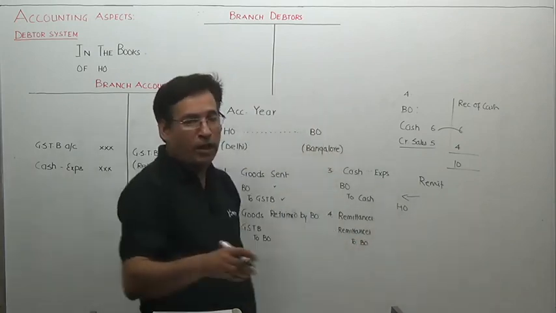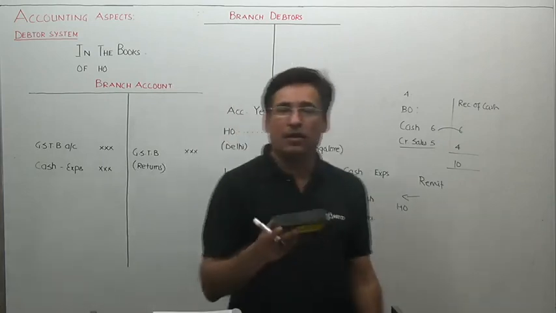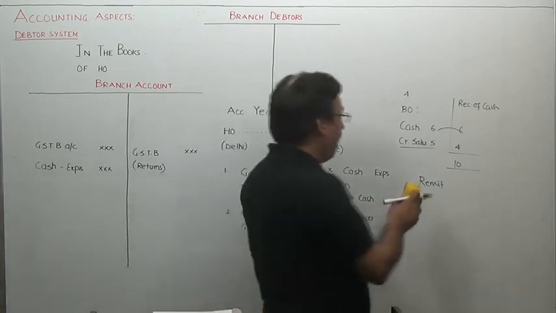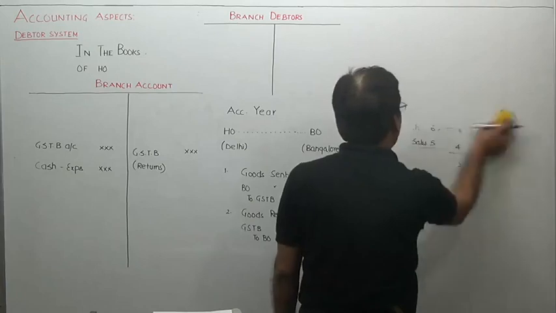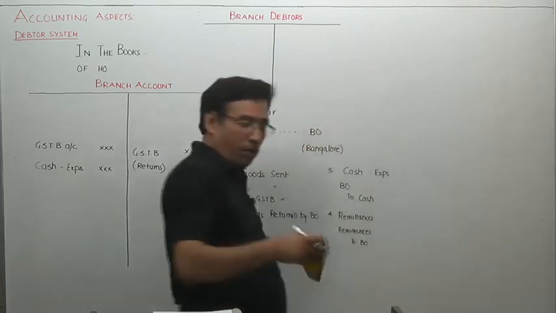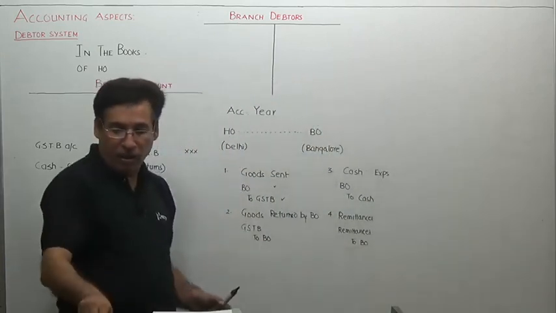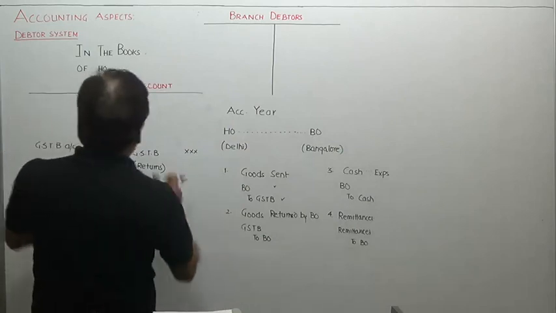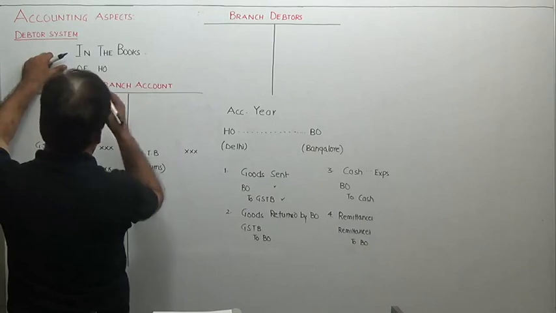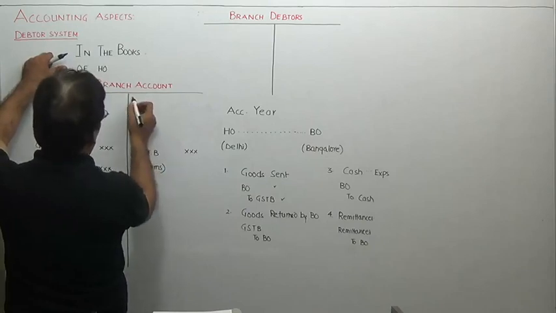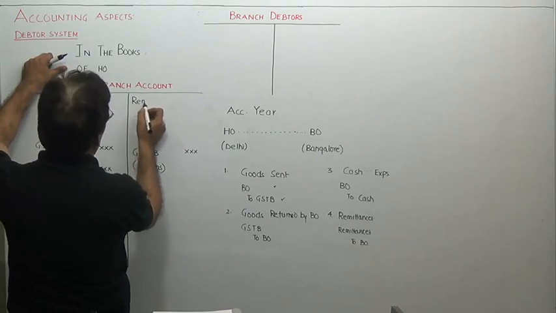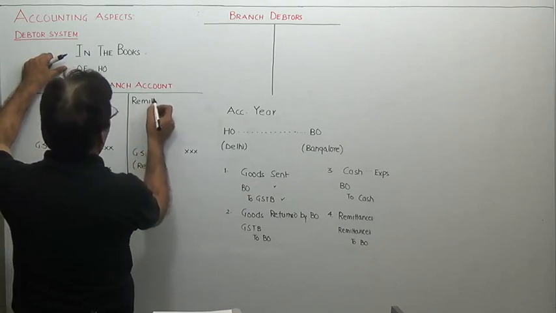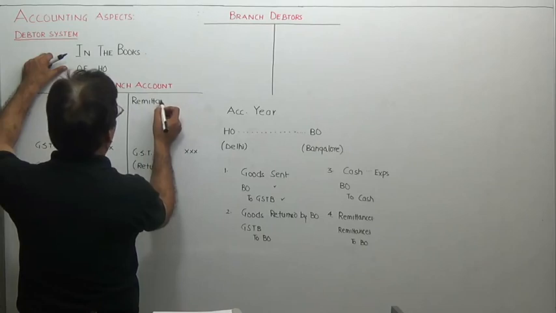Remittances is a pretty wide word. Actually, it encompasses both cash sales and cash received from debtors. Is it clear to you? So, if head office is going to receive something from branch, obviously branch account will be credited and we are going to write on the credit side by remittances. This is the term we will use so often.